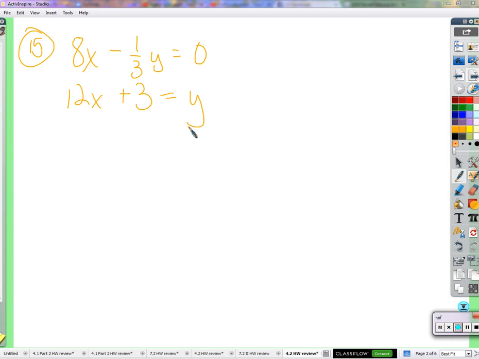Right, okay, so when you do your substitution, make sure that you substitute in for the right variable, okay? And that you actually do substitute, not just write it next to the thing, okay? So this y is going to get replaced. It's going to go away, and instead of that we're going to write what that says, y equals 12x plus 3, okay? So 8x minus 1/3 times y, but y is the same as 12x plus 3, 12x plus 3.